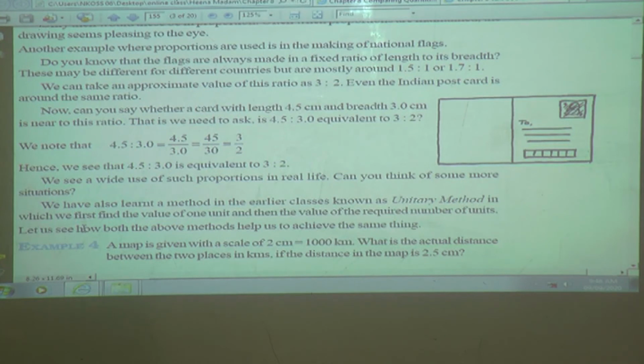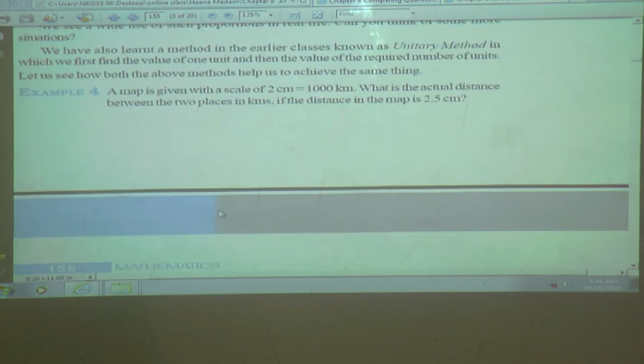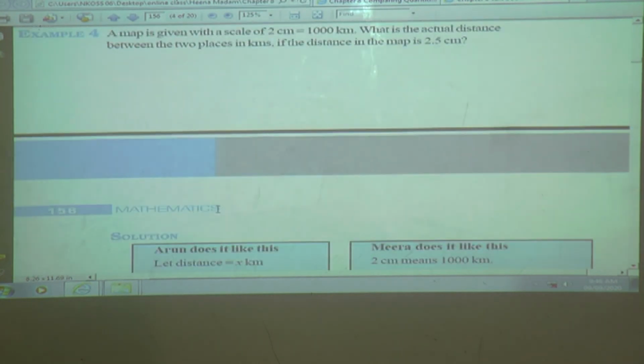So let us see how both of the above methods help us achieve the same thing. Which are the two methods? One is the unitary method, and one is proportions, which we have to find out in the ratio form. So we will see one example here, so it will be easier.